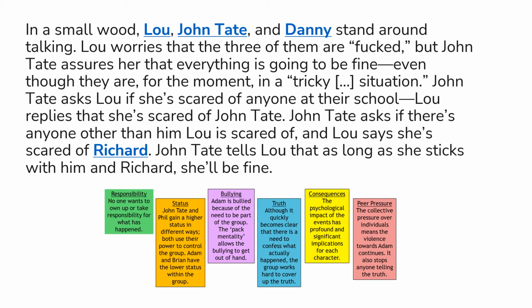Okay, so some of the themes that I think are explored here are status. John Tate clearly asserts his status over Lou, suggesting that she needs to stick with him and then she'll be fine. He offers her some false kind of protection from what's going on. There's also peer pressure because she feels pressured to stick with John Tate and not to break free of the group and speak the truth about what's been happening. And also bullying, because I think John Tate does use a certain amount of intimidation there. Okay.